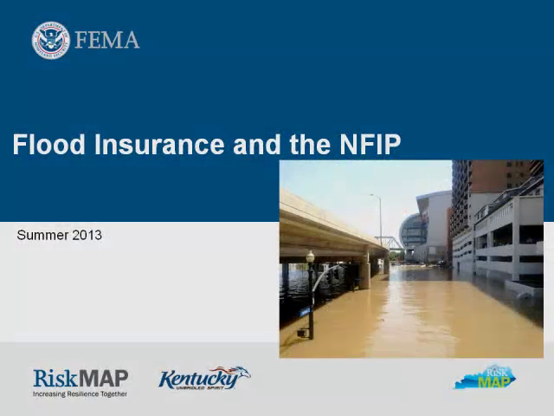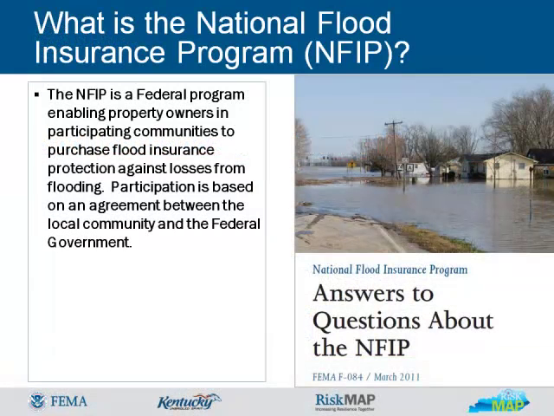The purpose of this learning module is to provide an overview of the National Flood Insurance Program with an emphasis on flood insurance. The NFIP was established by Congress in 1968 and since then has been modified, most recently in 2012 through the Biggert-Waters Act. Simply stated, the National Flood Insurance Program, or NFIP, is a federal program enabling property owners in participating communities to purchase flood insurance protection against losses from flooding.